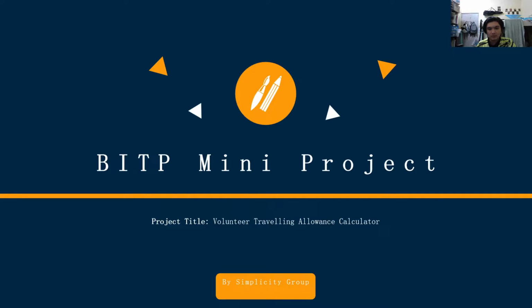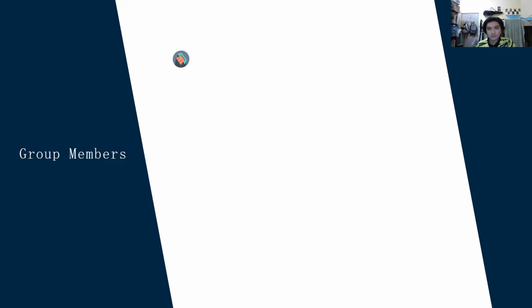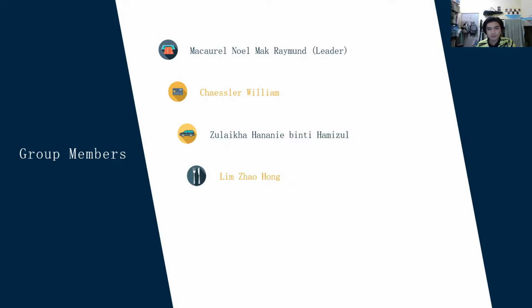Today we are from the Simplicity Group. We'll present our mini project titled Volunteer Traveling Allowance Calculator. So here are the group members. Macaurel is the leader, the second member is me, Chaessler, the third member is Zulaika, and the last member is Lim.